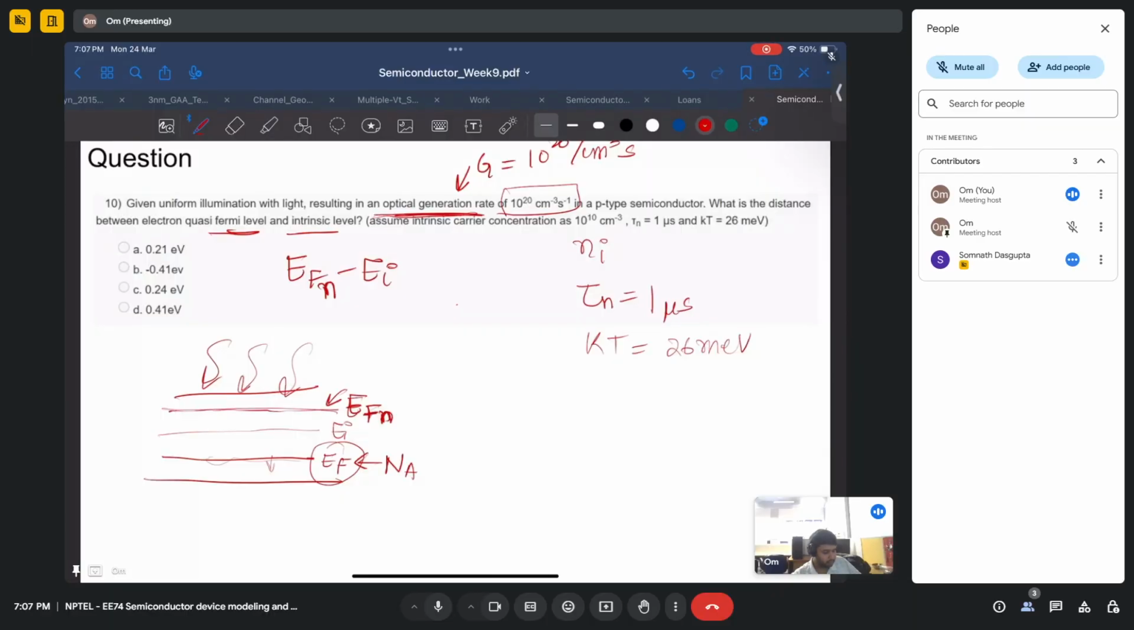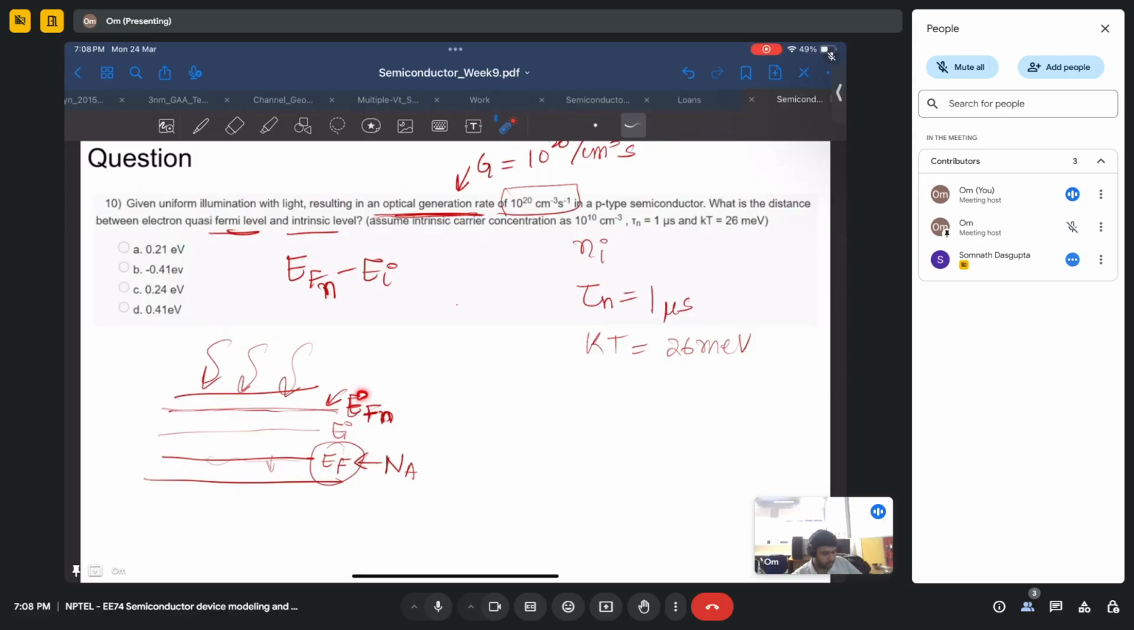So in the absence of light, we would not have had this EFN, because there was no external force that would have changed the electron concentration, and the only thing responsible would have been the background doping. But now, since we are generating electrons and holes due to light, and electrons were in the minority earlier, their concentration is changing. That is what is signified by the quasi-Fermi level EFN.